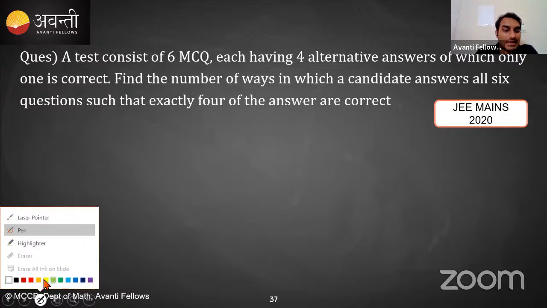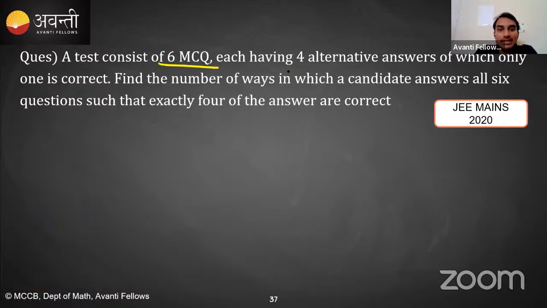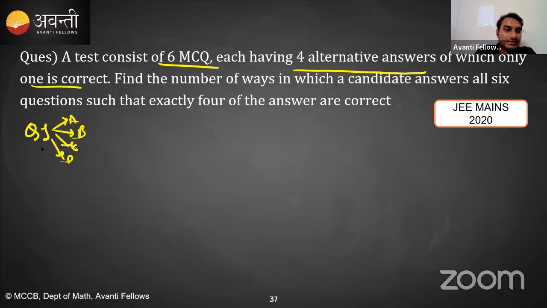The question is saying that a test consists of 6 MCQs, each having 4 alternate answers of which only one is correct. There are 6 MCQs, and every question has 4 alternate answers, meaning Q1 has 4 answers A B C D, like that there are 6 such questions. Find the number of ways in which a candidate can answer all 6 questions such that exactly 4 of the answers are correct.